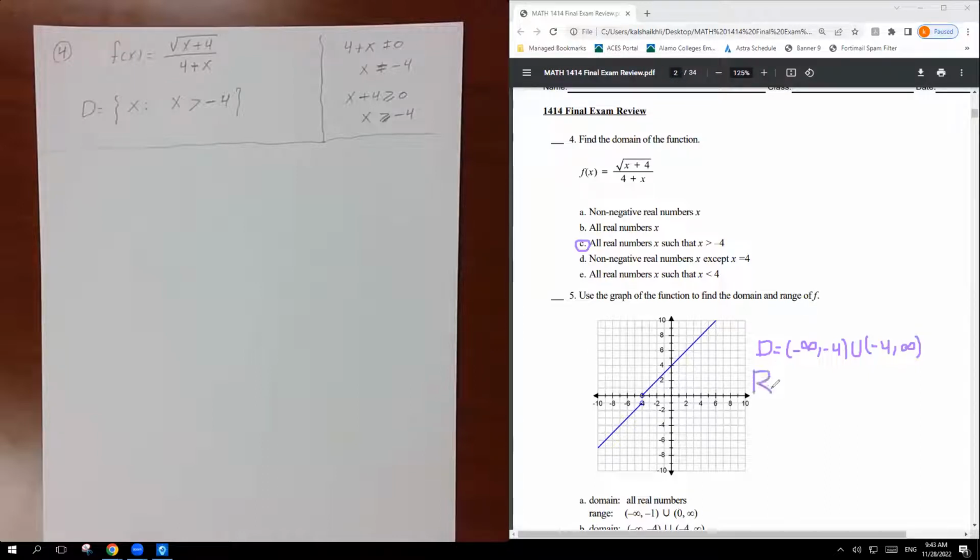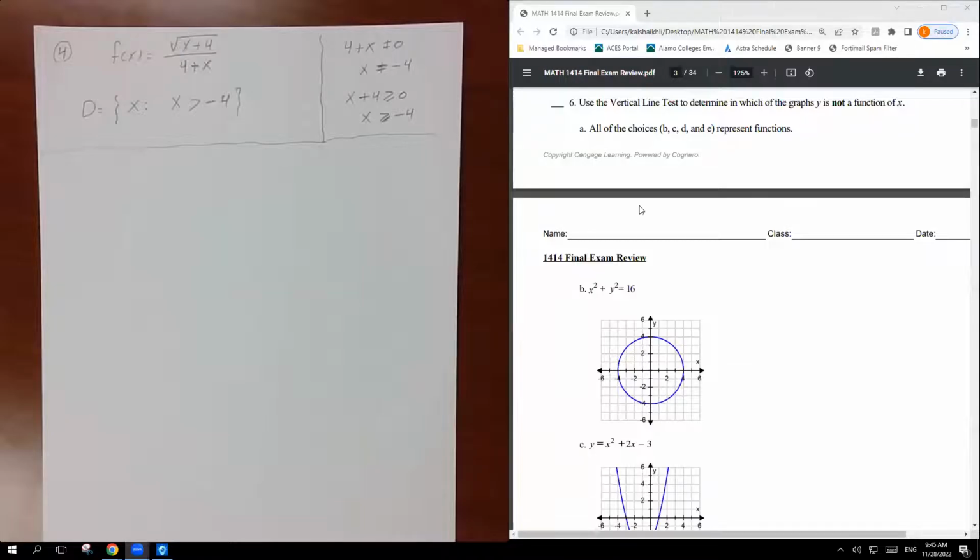But look at the range for this function. The range starts from negative infinity at this point and keeps going until -1. So from negative infinity until -1. This is the range, union. And then the function doesn't start again from -1. It starts from 0. So from 0 to infinity. So this is the domain and the range for number 5. That's it for number 5.